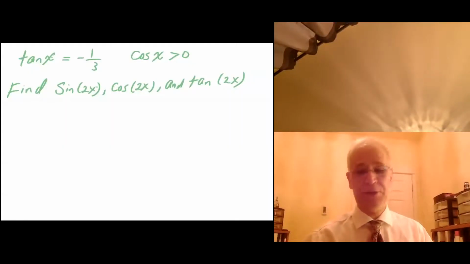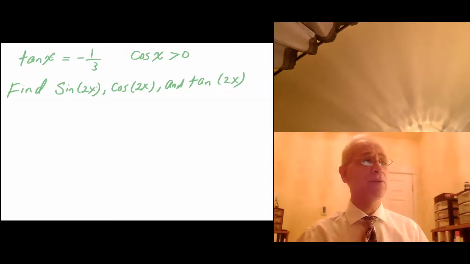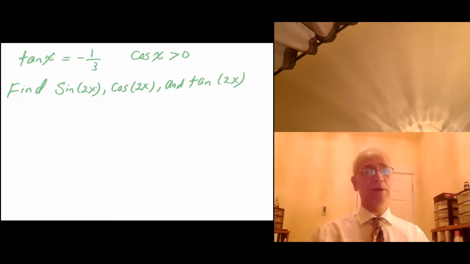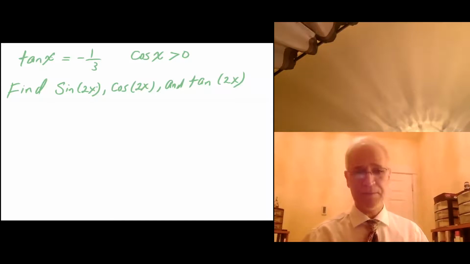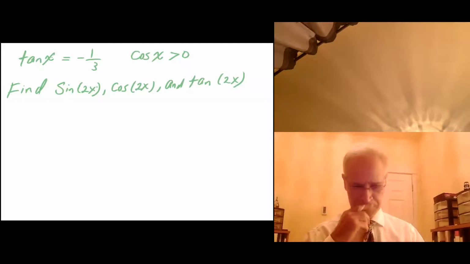Hello, Math 142. Looking at the problem, tangent of x equals negative 1/3, cosine of x greater than 0. We're trying to find sine of 2x, cosine of 2x, and tangent of 2x. So we're going to have to use double angle formulas.